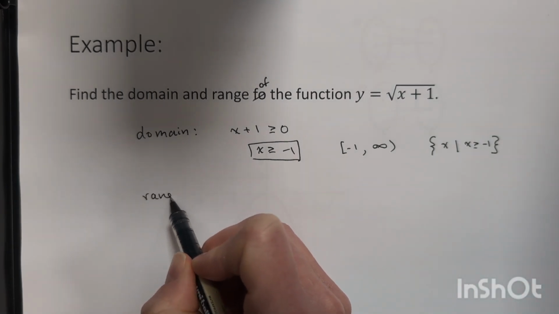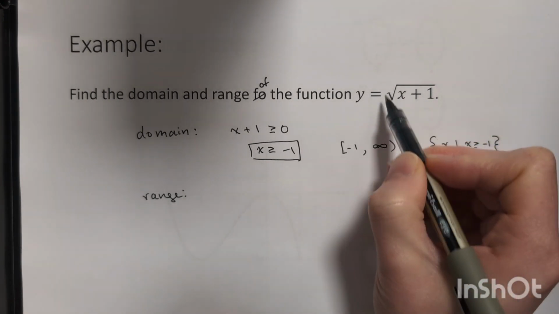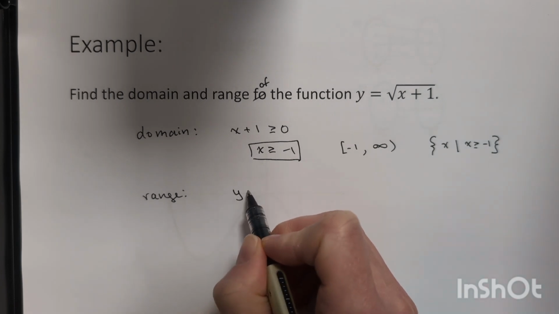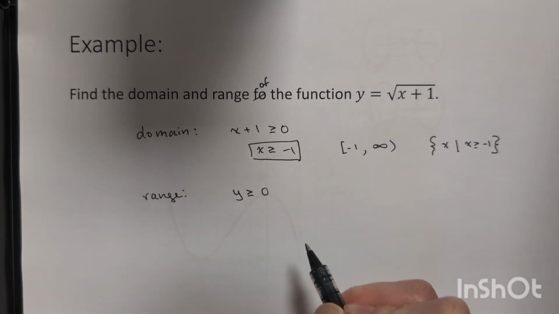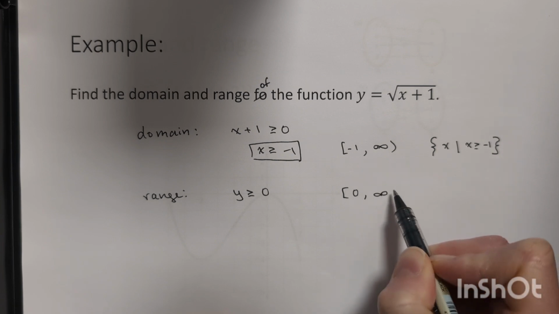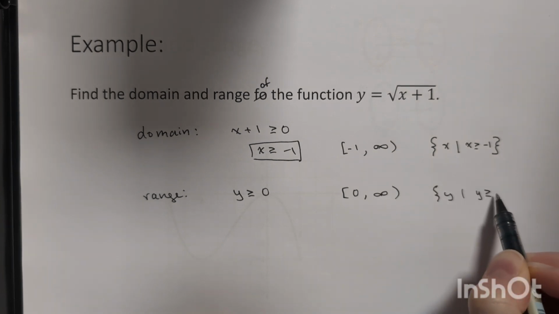And the range is the possible outputs. Knowing what we have for our inputs, it's not possible to get a negative out of here. It is possible to get 0. So range is all y values that are greater than or equal to 0. Of course, similarly, we could write, you don't need to write all of these, I'm just giving you examples, y's such that y is greater than or equal to 0.